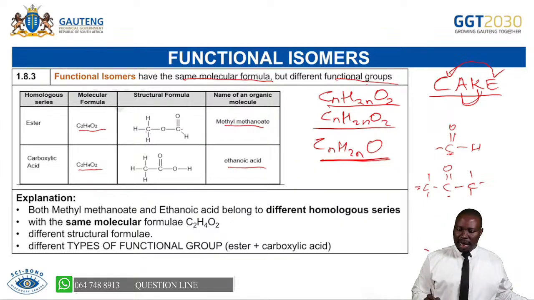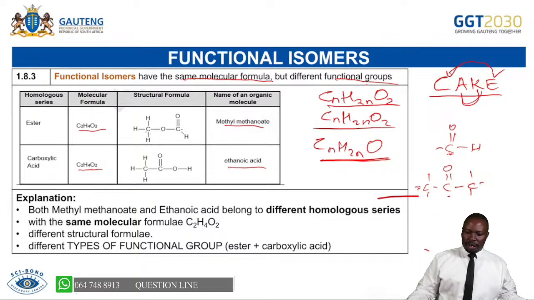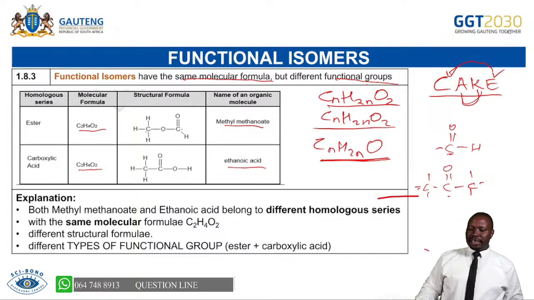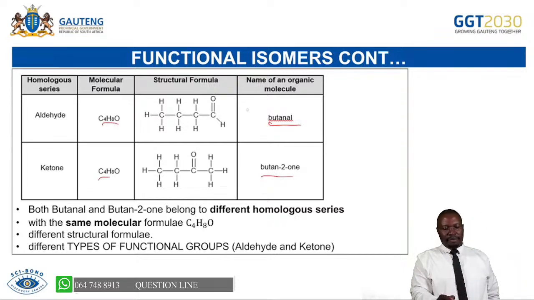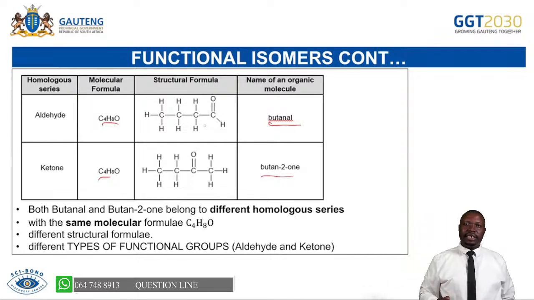Now, without wasting time, we move to the next question, and then we deal with it. It's just what I was explaining in terms of aldehydes. You can see we're having butanal there, and we're having butan-2-one. They will have the same molecular formula but different functional groups. So you see that it works for us in terms of that.